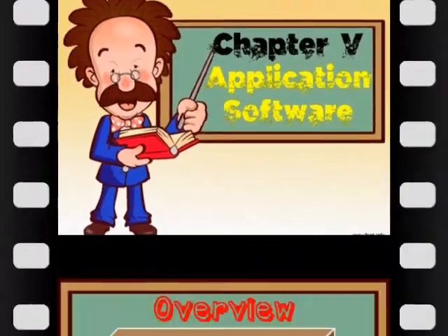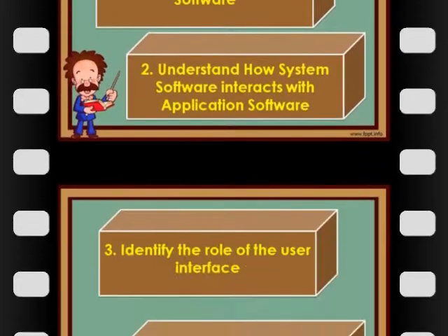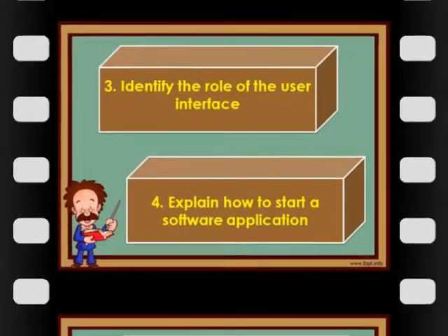Chapter, we'll be defining what application software is. Second, it will enable us to understand how system software interacts with the different application softwares that we use. Third is to identify the role of the user interface. Fourth is to explain how to start a software application, which is a great help for new learners.